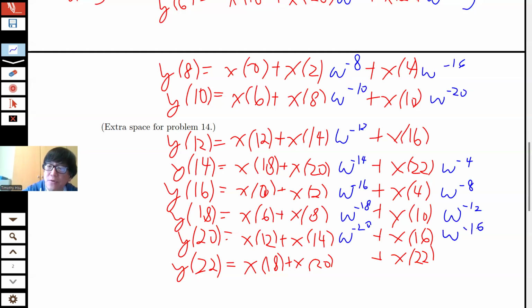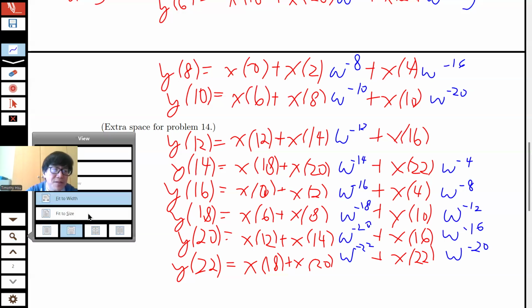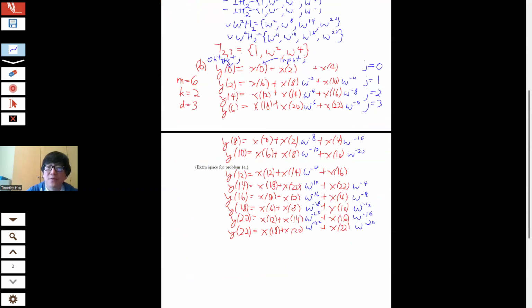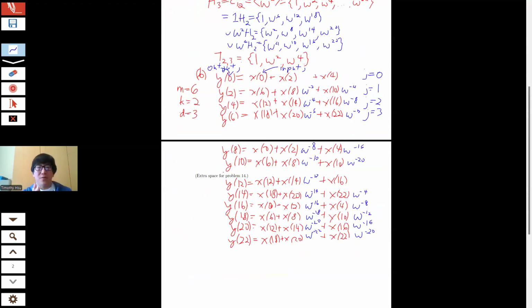That's right. So, any questions before, oops, minus 22 to make that clear. Omega to the minus 20, and there we have it. Let me zoom out so you can see the whole thing. There's one whole answer to part B. So any questions before we move on to part C, which is the new part?